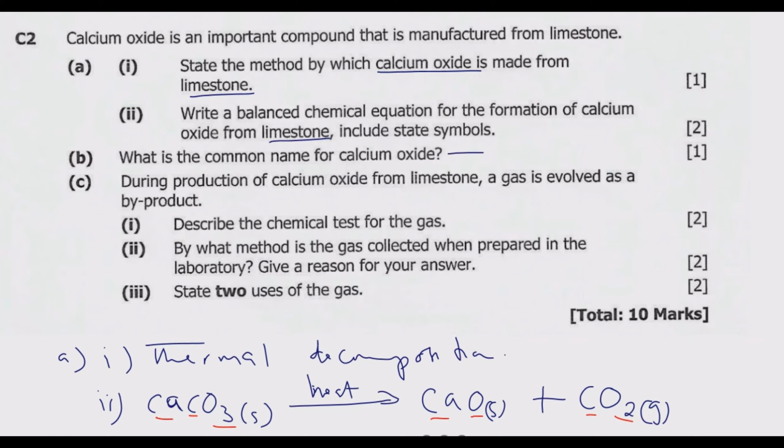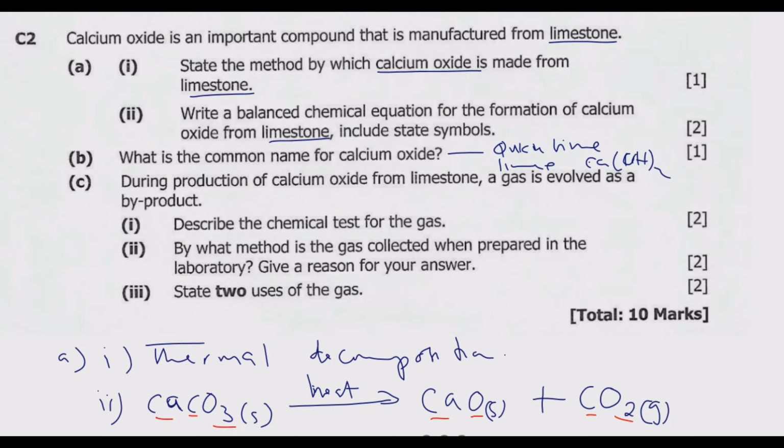Then question B: what is the common name for calcium oxide? Calcium oxide is known as quicklime. Limestone is calcium carbonate. Lime itself, or slaked lime, is calcium hydroxide. So take note of those names: limestone is calcium carbonate, quicklime is calcium oxide, and lime itself, or slaked lime, is calcium hydroxide.